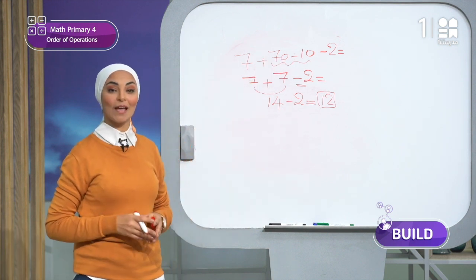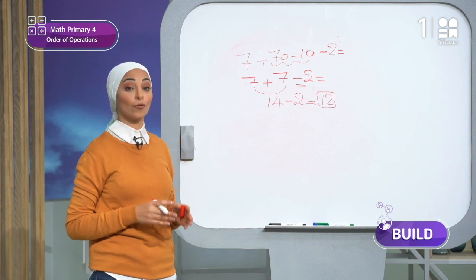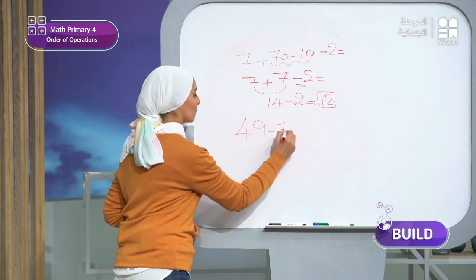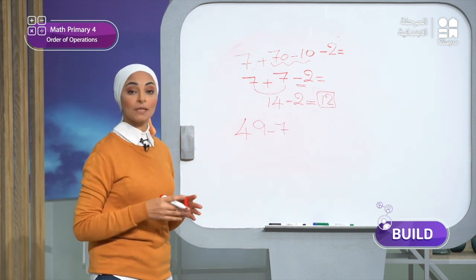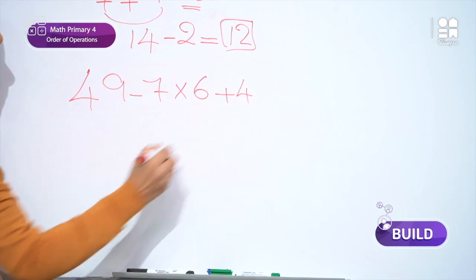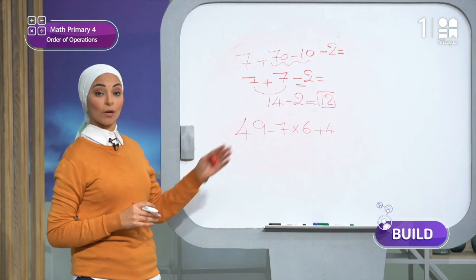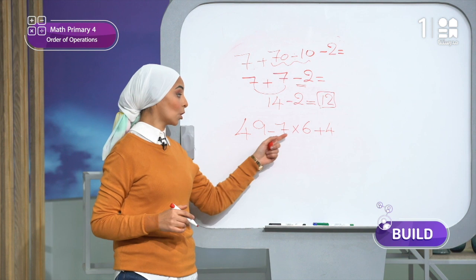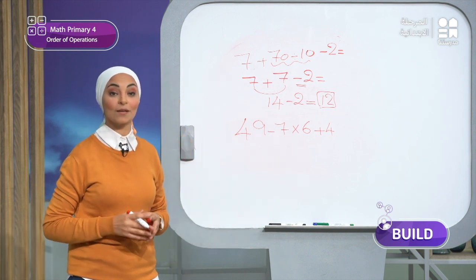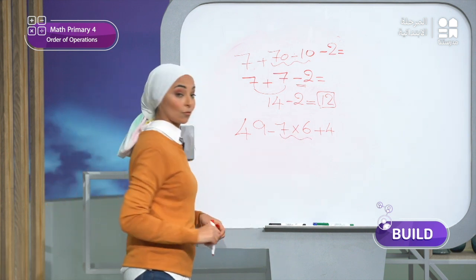In the same way, we will solve the following equation. Let's write the second equation together. Here I have 49 minus 7, times 6 plus 4. Now, I will start with what? Yes, this equation has multiplication, addition and also subtraction. What will I start with first? As we agreed, I will start with the multiplication. So 7 times 6, right?